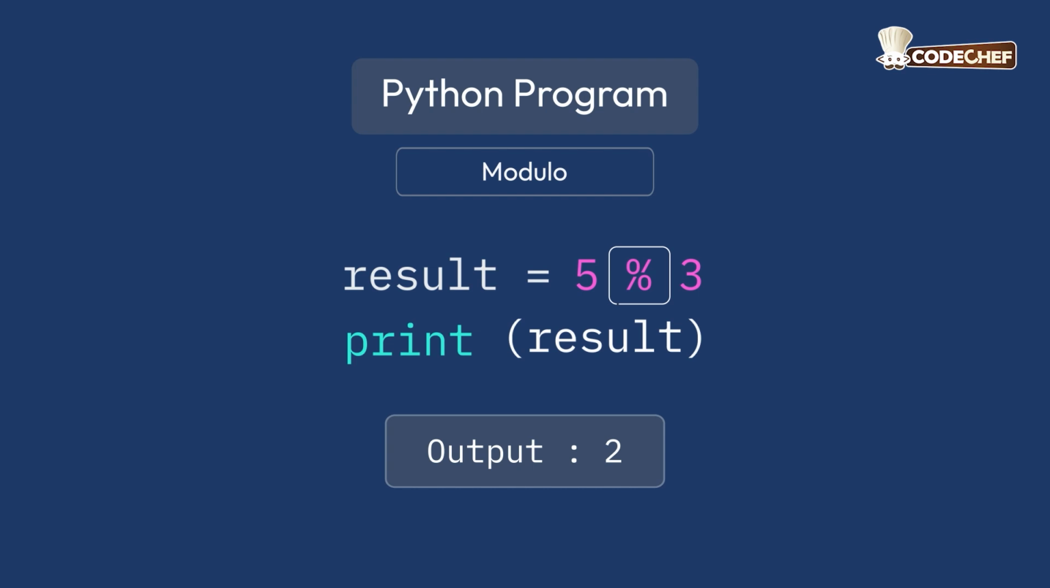Another interesting operator is the modulo operator. It is used to find the remainder when you divide two numbers. When you divide 5 by 3, the quotient is 1 and the remainder is 2.